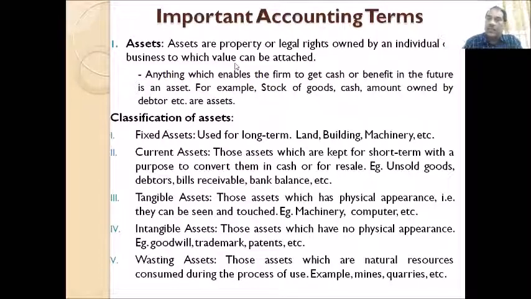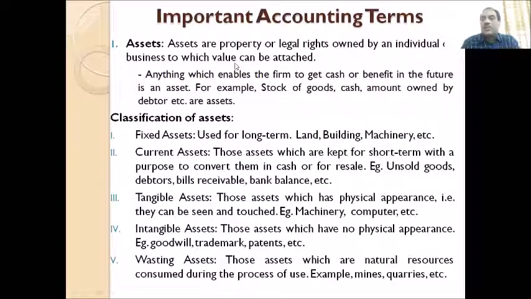So, assets are property or legal rights owned by an individual or business to which value can be attached. Assets have value, and it is a legal right or property that we own. So anything which enables the firm to get cash or benefit in the future is an asset. For example, a stock of goods, cash, amount owed, debtors, these are all assets. If we have some goods, we can sell them. So this is an asset for me.